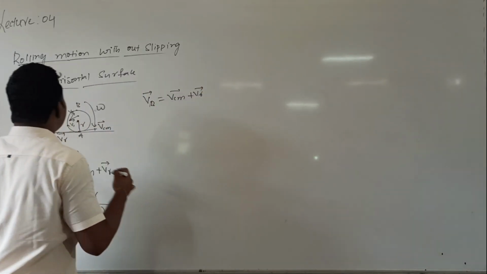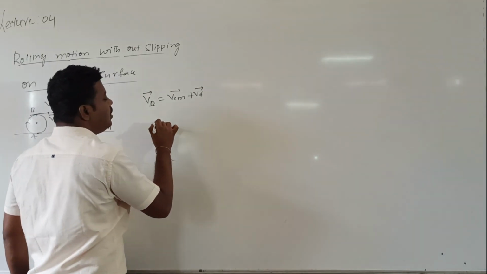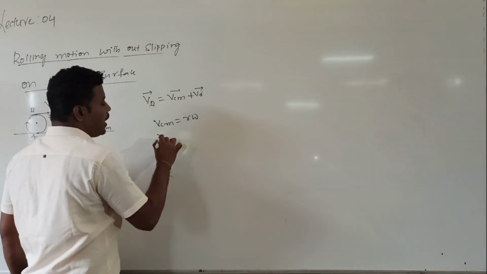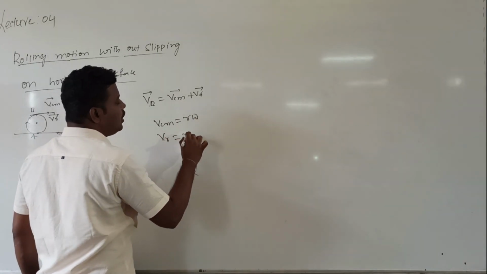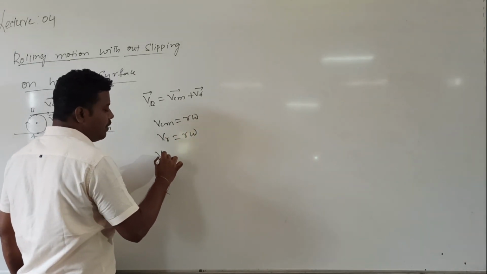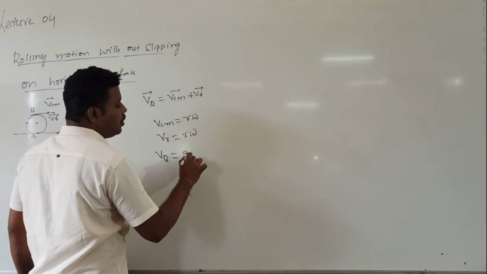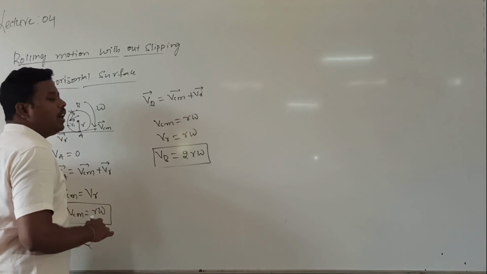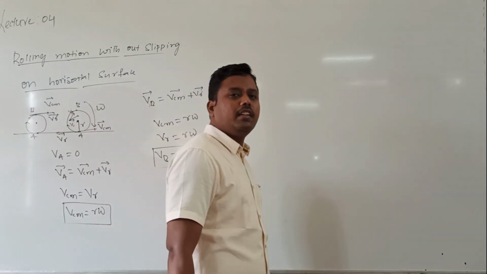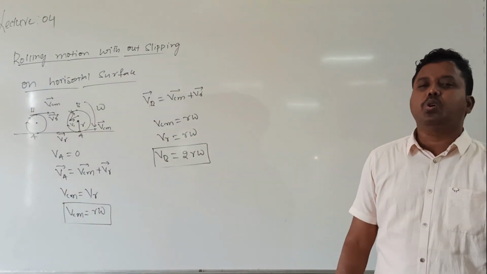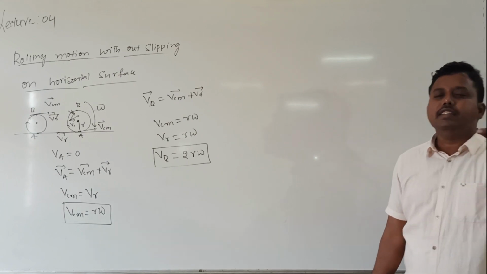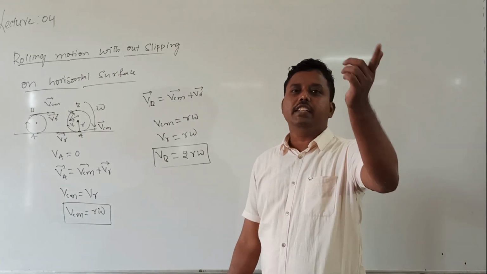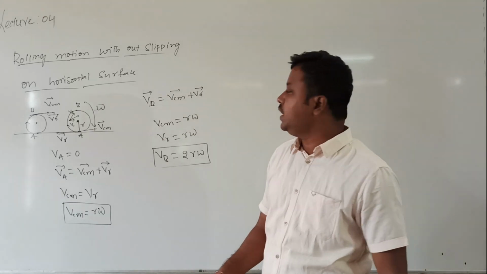Correct? But we know that VCM is equal to R into omega, and VR is also equal to R into omega. Therefore, I get VB is equal to 2 into R into omega. Right? 2 into R into omega. That is the velocity for a body to roll without any slipping. The velocity of the point of contact of the body with the ground is 0, and the velocity at the highest point will be equal to 2 into R omega.